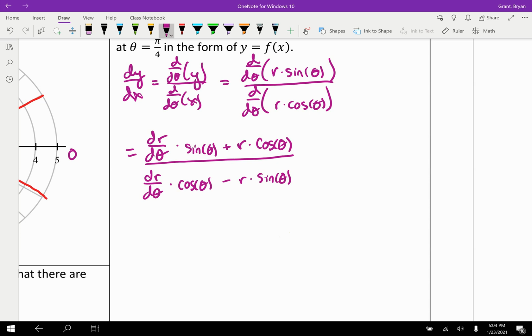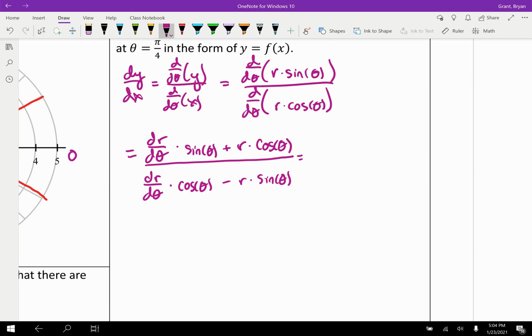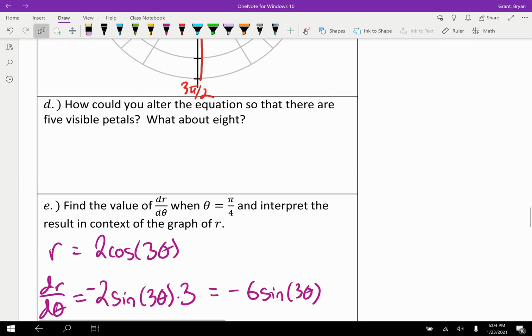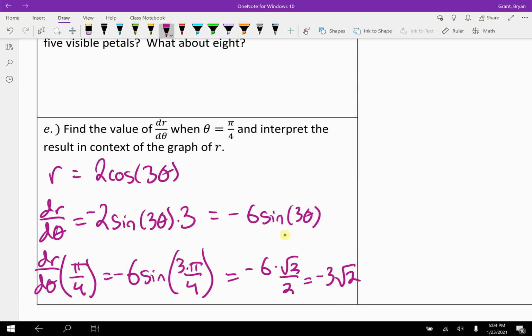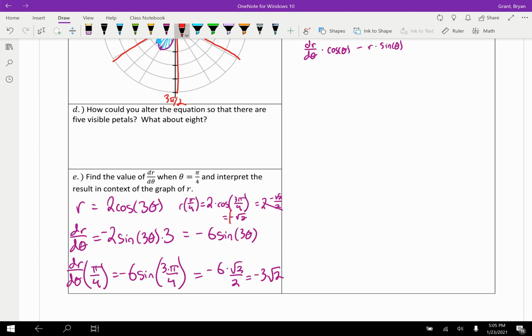Perfect. Now we need to evaluate this at pi over 4, but it might be worthwhile realizing that we've already evaluated dr d theta at pi over 4, right? We did that down here. Since we're going to also have to evaluate r at pi over 4, let's just tackle that right now. r of pi over 4 will be 2 times the cosine of 3 pi over 4. The cosine of 3 pi over 4 is negative, since cosine is negative in the second quadrant, root 2 over 2, which gives negative square root of 2. All right, so keeping in mind we already know these two values, I'm just going to highlight them down here.